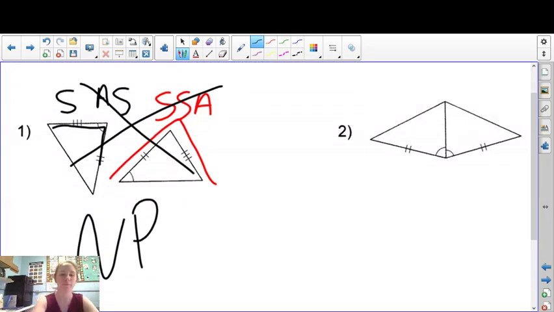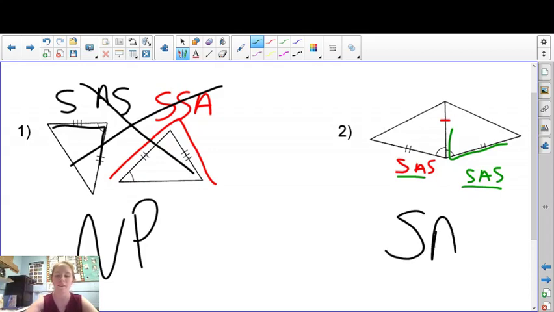Number two, I have a side, I have an angle, and then since this side is shared, that would be a freebie, so they match there. So the triangle on the left goes side angle side. Triangle on the right goes side angle side. Since they match, my final answer is side angle side.